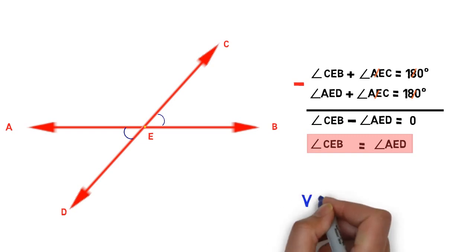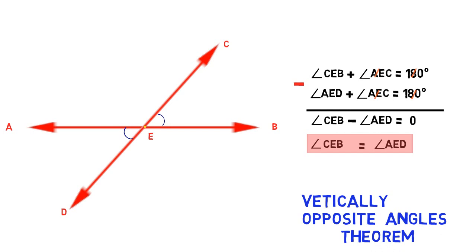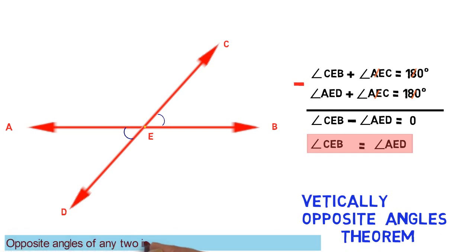My dear friends, hope you understand this, and it's very simple. Now remember, opposite angles of any two intersecting lines are always equal. Similarly, I can say angle CEA is equal to angle BED because these two are also just opposite angles of two lines.